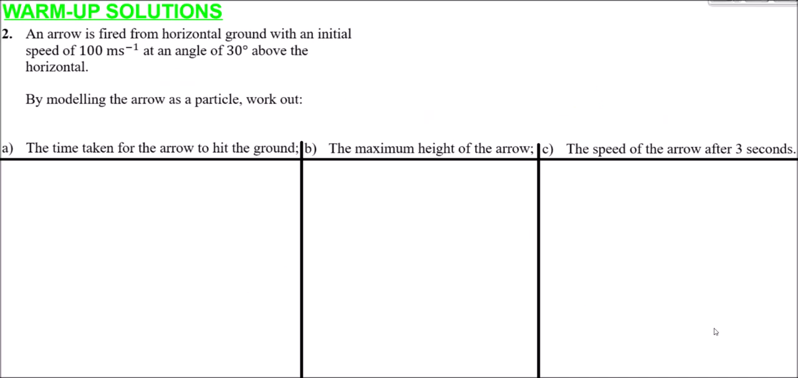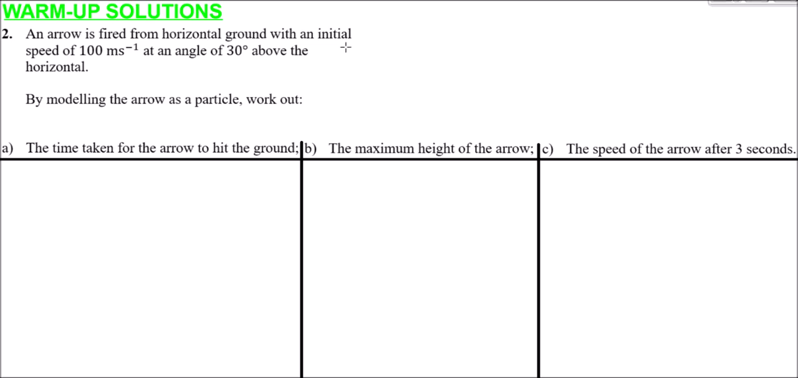Warm-up 2, some mechanics for us. So we've got an arrow which is fired from a horizontal ground with an initial velocity of 100 meters per second. I don't think that an arrow would actually go that fast. Probably should have called it a bullet. Anyway, never mind. Angle of 30 degrees above the horizontal. We're going to model the arrow as a particle and work out the time taken, first of all, for the arrow to hit the ground.